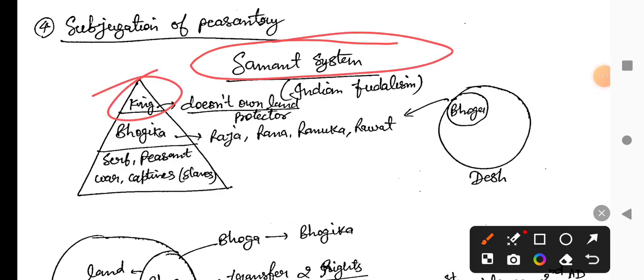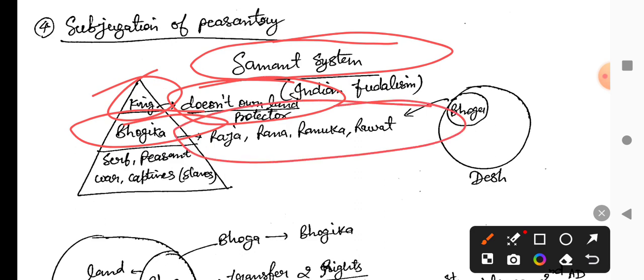The king does not have his own land, and was only a protector. Bhogik were subordinate to the king, and Raja, Rana, Renuka, Rawat are the titles or names of Bhogik. Below Bhogik there were serfs, peasants, war captives, slaves. So these are subordinate to the upper system of government.